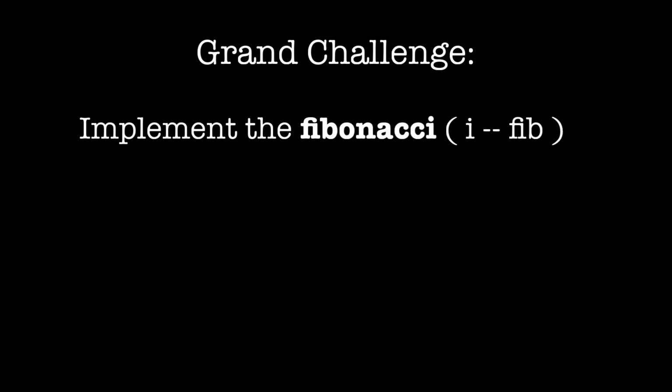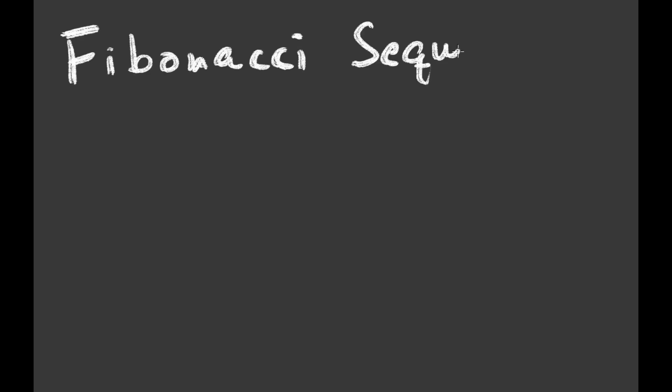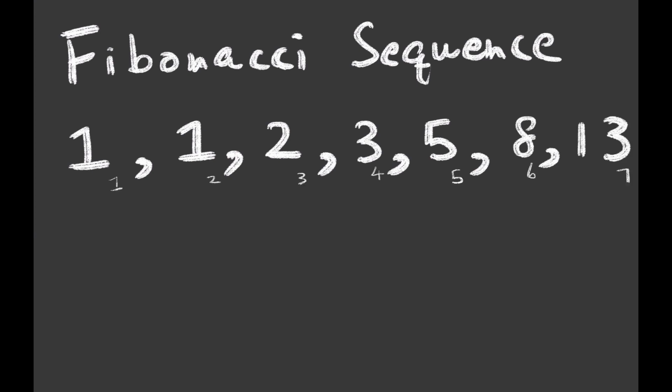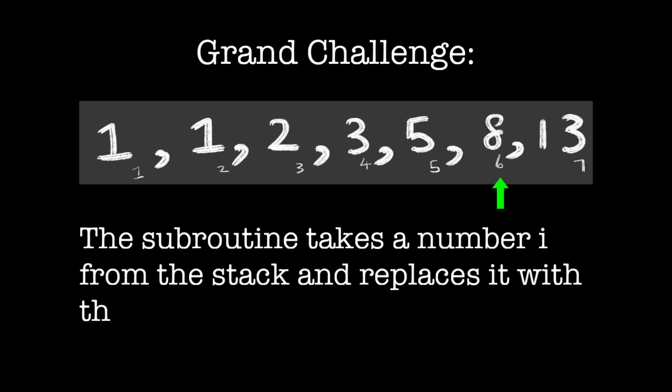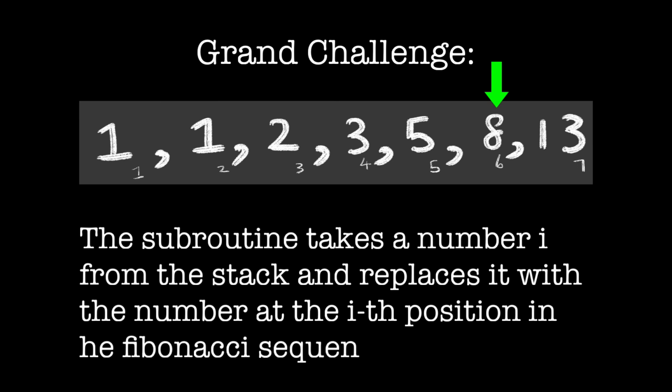Finally, for the grand challenge. The grand challenge is to implement the Fibonacci subroutine. The Fibonacci sequence, if you haven't seen it, is a sequence of numbers that starts with 1 and 1. But starting the third number of the sequence, we can calculate its value as the sum of the previous two numbers. This subroutine takes a number I from the stack and replaces it with the number at the ith position in the Fibonacci sequence.